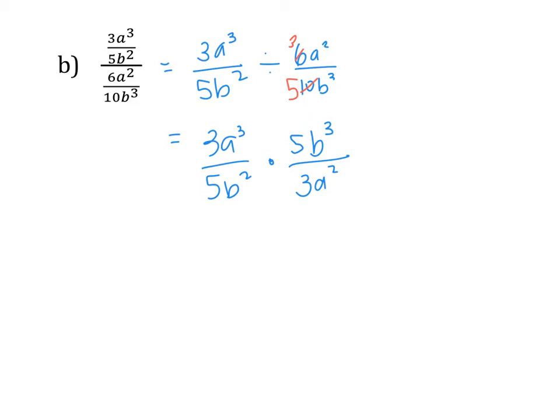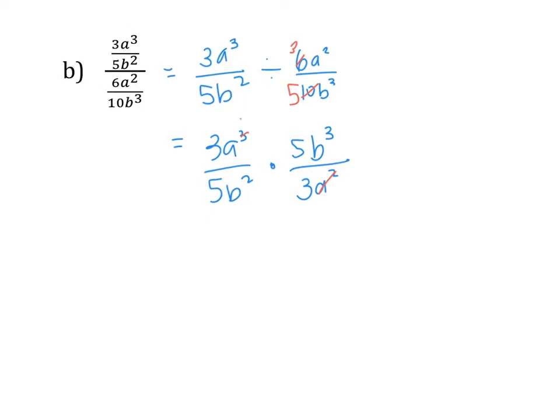So here now I'm looking at what I can cancel out. A squared is canceled out because it has a smaller exponent. This is going to become a to the first power. 3 cancels itself out. 5 cancels itself out. B squared and b cubed. B squared's out. This becomes b to the first power. So I'm left with a to the first power, b to the first power over 1. That simplified just means ab.